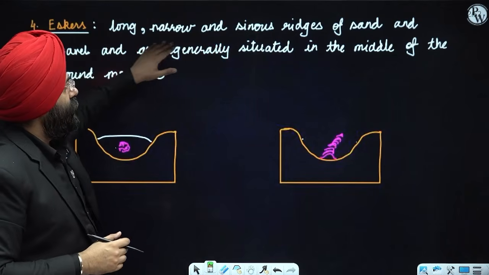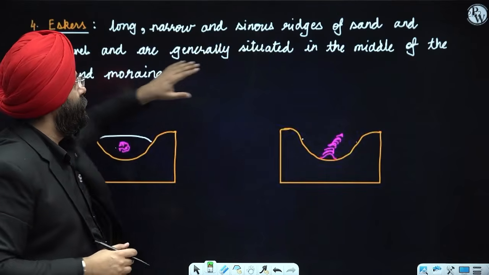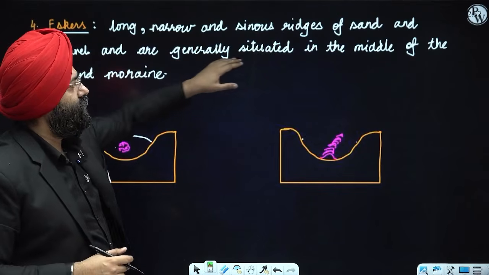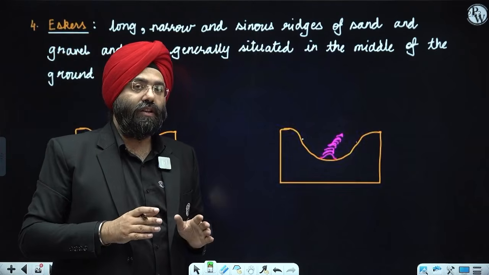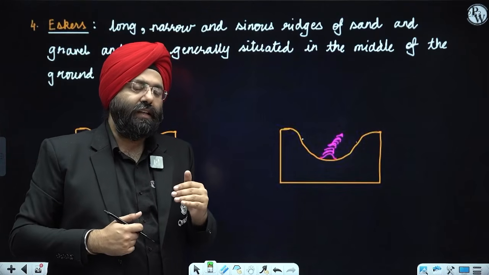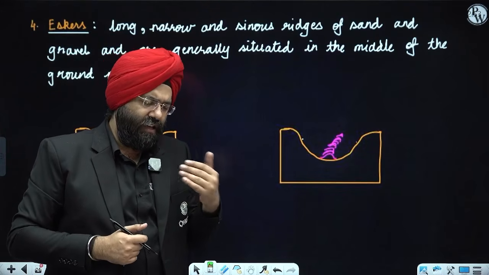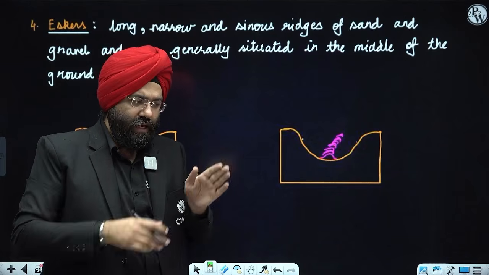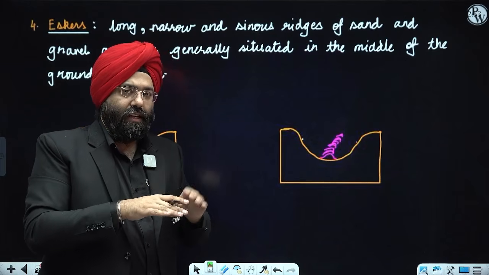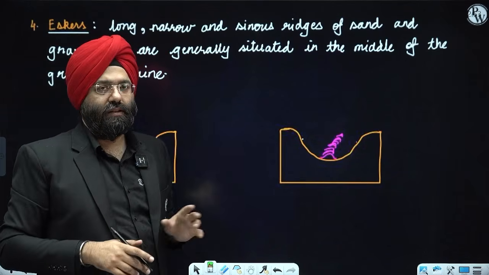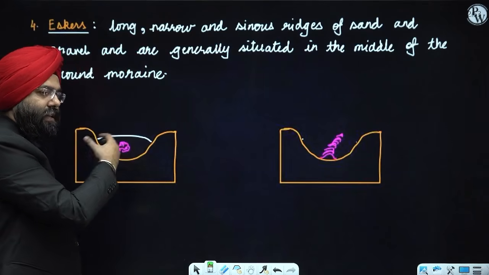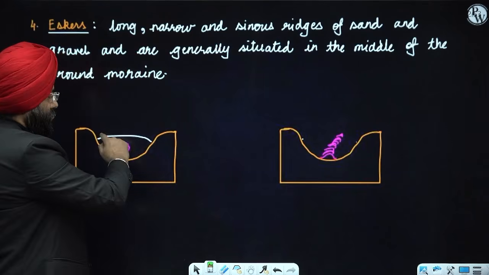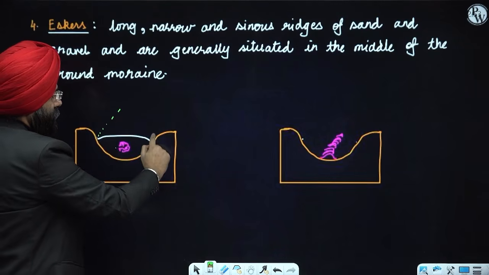So a long, narrow, sinuous ridge of sand and gravel is generally situated in the middle of the ground moraine. So in the middle of the valley that is created with the glacial or the hanging valley even, or even the U-shaped valley, you will see a small ridge-like structure. It is known as the esker. It is because when the glaciers are moving, they had picked up a lot of particles, sand, debris, and this is in this form. Please understand.